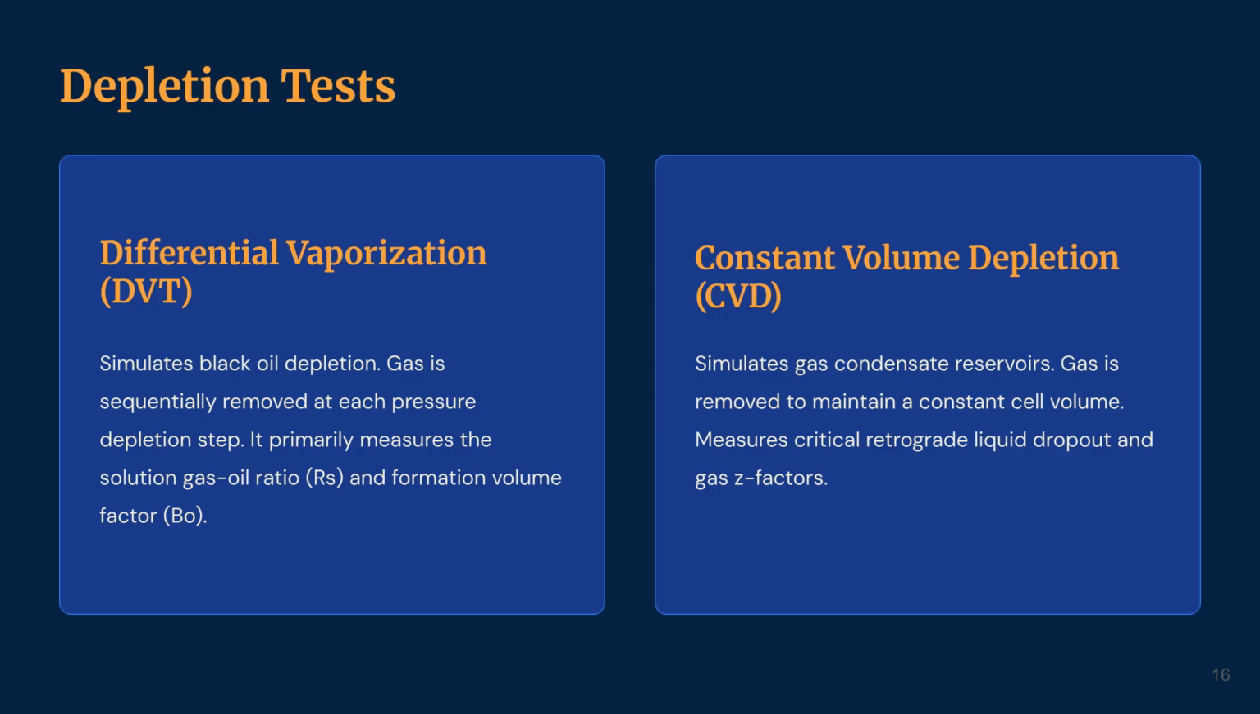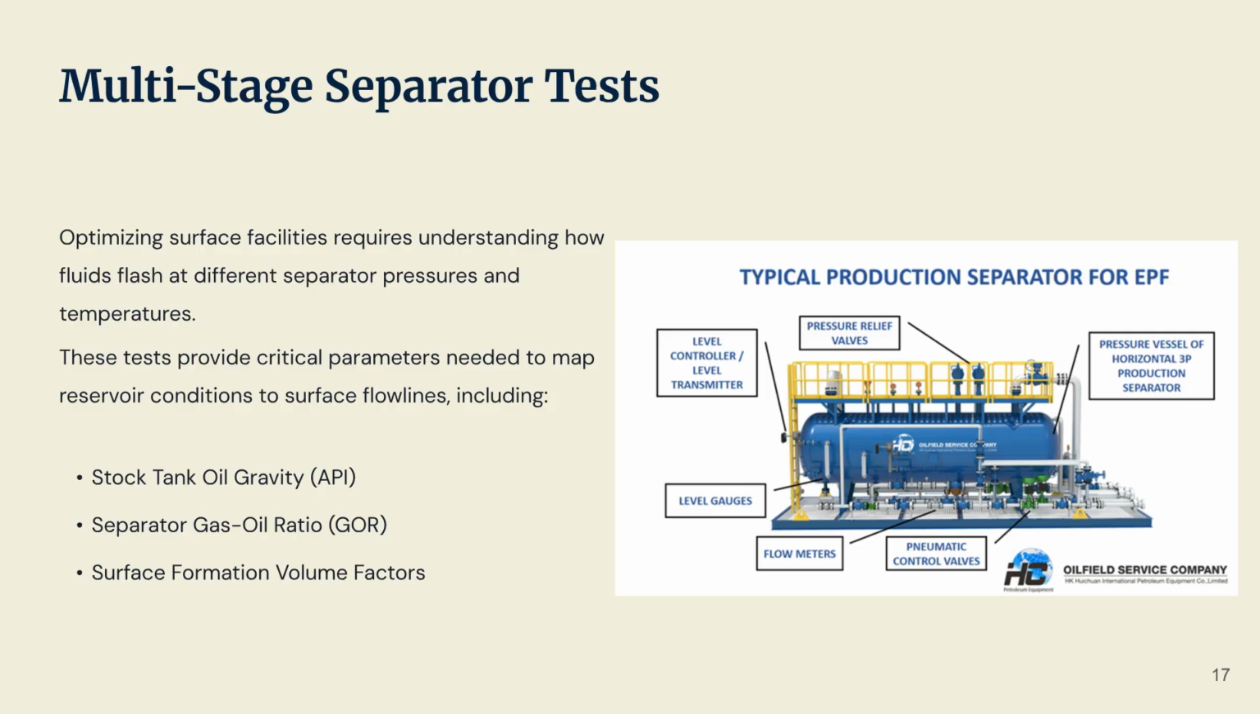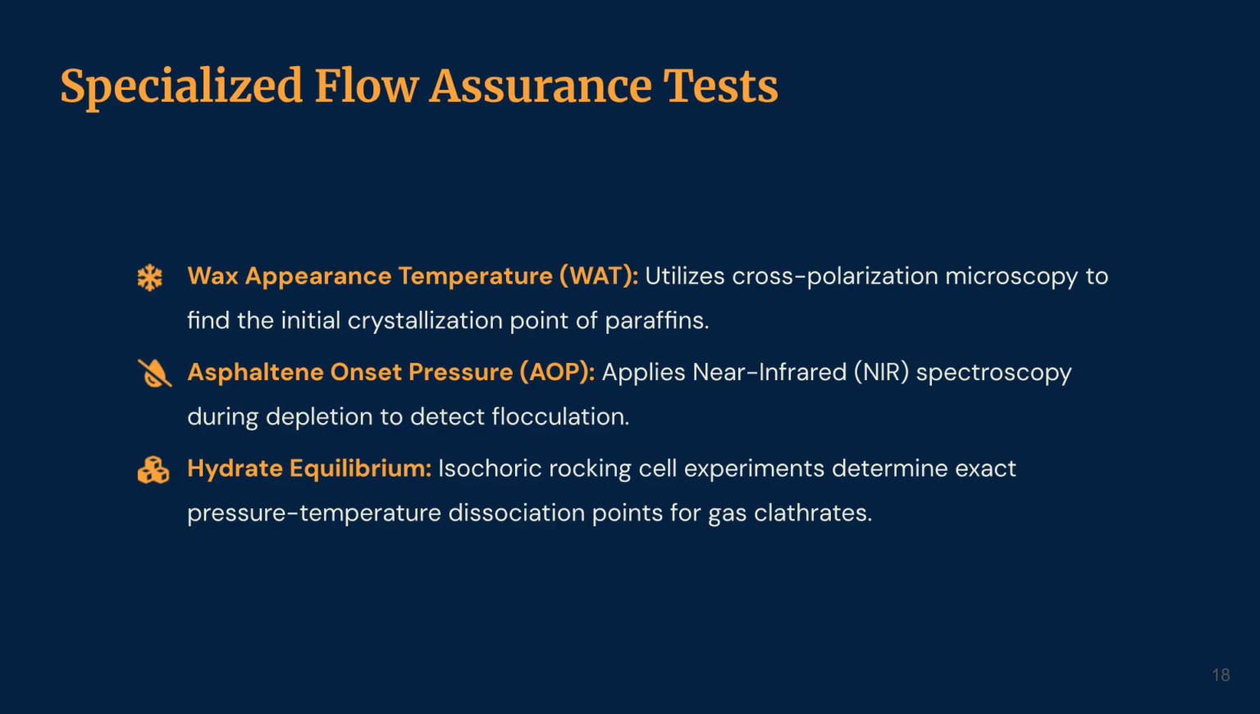Depletion tests are vital for understanding reservoir performance. Differential vaporization, or DVT, simulates black oil depletion, while constant volume depletion, or CVD, is used for gas condensate reservoirs. Multi-stage separator tests help optimize surface facilities by understanding fluid behavior at different pressures and temperatures, providing critical data like API gravity and formation volume factors. Specialized flow assurance tests address operational risks. These include measuring wax appearance temperature, detecting asphaltene onset pressure, and determining hydrate equilibrium points.